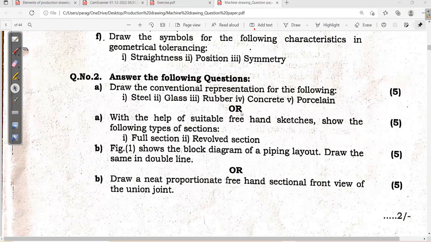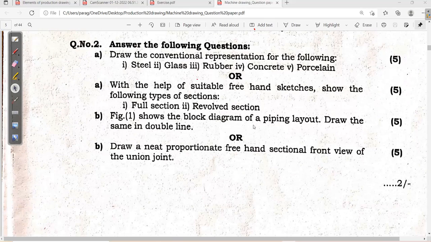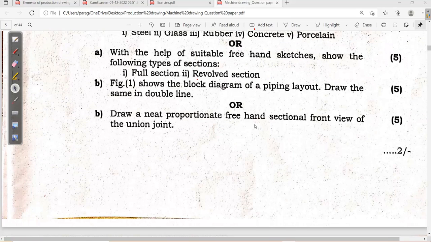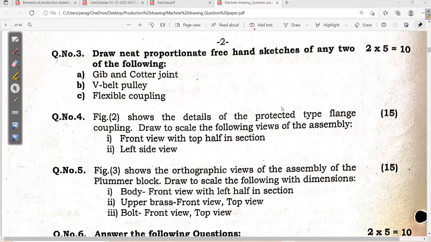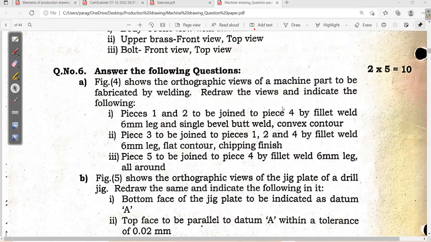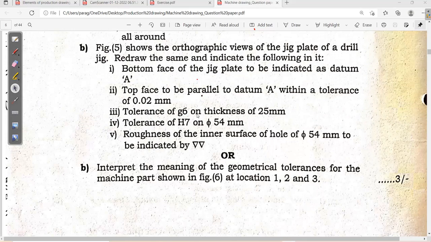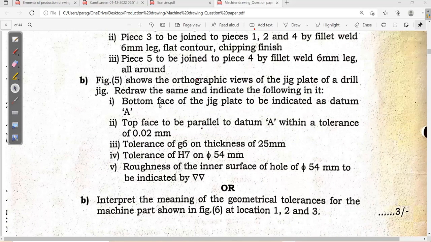Okay, so conventional representation, freehand sketches of full section, revolved section, pipe layout. Okay, block diagram, pipe layout. Okay, so weld exercise. Now, this kind of question, they may ask you for 6 marks. Okay, so figure 5 shows the orthographic views of a jig plate of a drill jig. Okay, redraw the same and indicate the following in it.